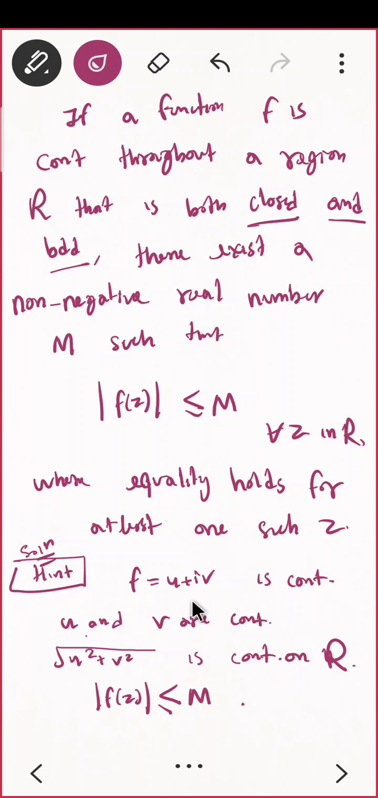Here again, the function u plus iv is continuous, so u and v both are continuous. So what about this square root of u square plus v square? That is also continuous because it is just algebra of continuous functions, and this is continuous on R. Now what is this thing? u and v were in terms of x and y. There is no complex term here, so you can consider this in R2. And it is continuous on a closed and bounded region. That means what? If it's continuous on a closed and bounded interval, it will attain its bound. The name of the theorem is the extreme value theorem. Yes.